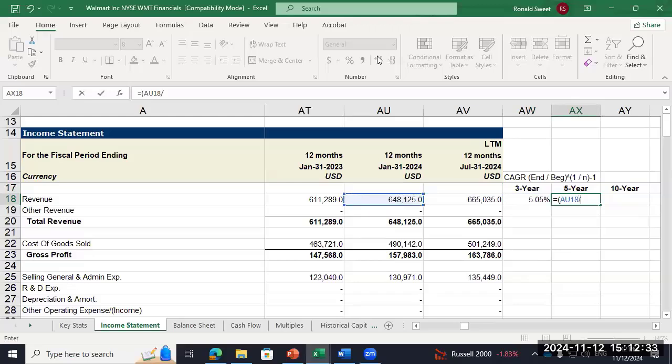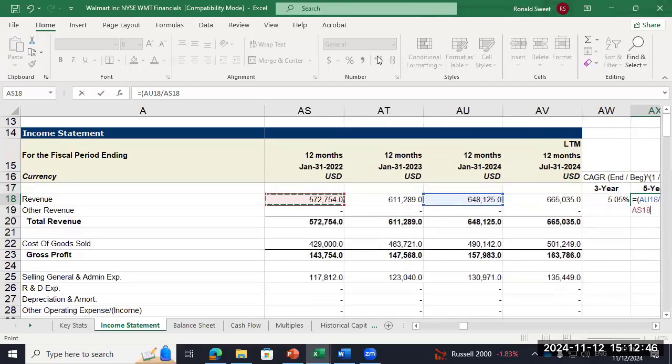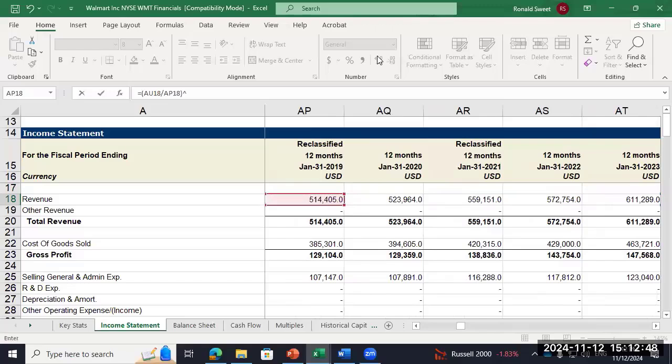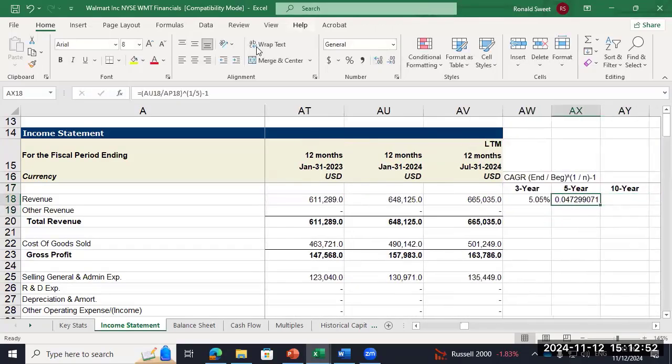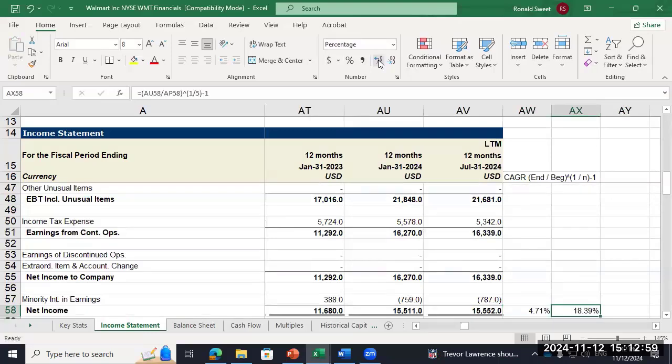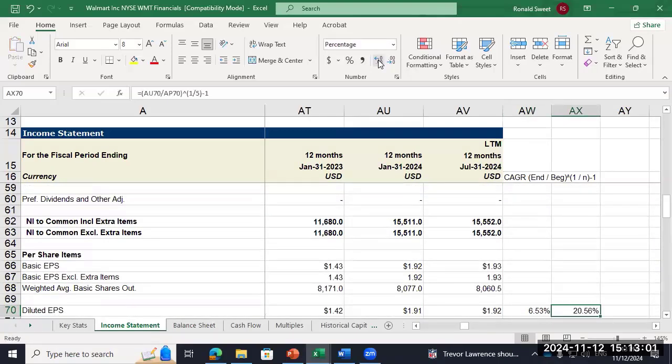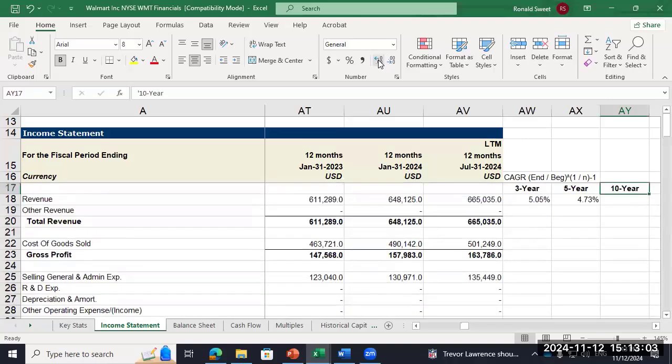The 5-year, same thing. You do the last year and divide back. How many years do I go back? I'm doing 5 years, you go back 6 years, right? If you're doing 3 years, you go back 4. So 1, 2, 3, 4, 5, 6. Raise to the 1 over 5, minus 1. There's a growth rate over the last 5 years. Their earnings have grown much faster than that, EPS much faster. So the last 5 years is great.